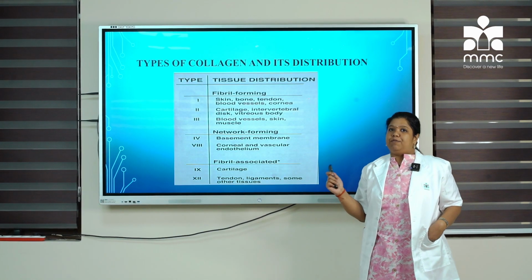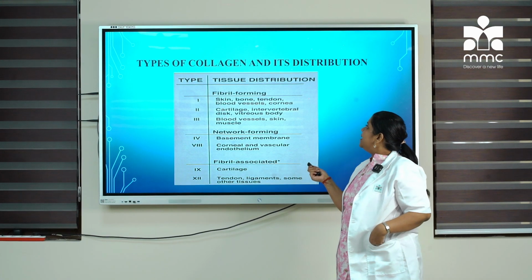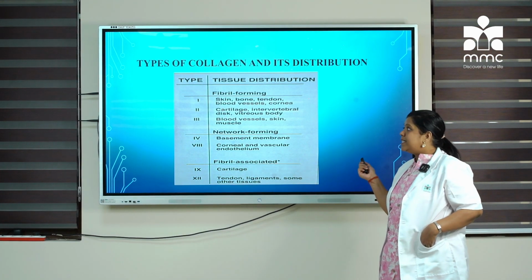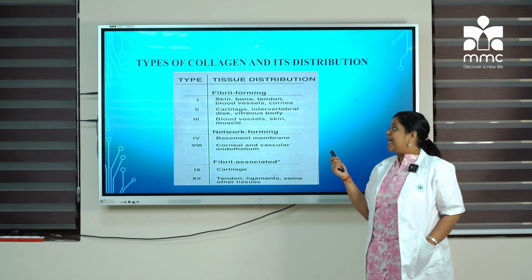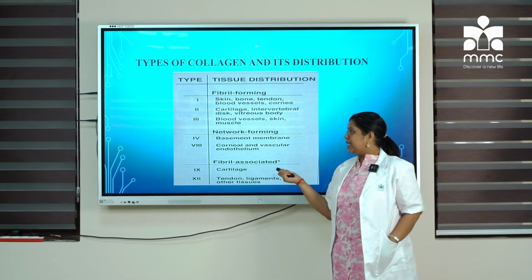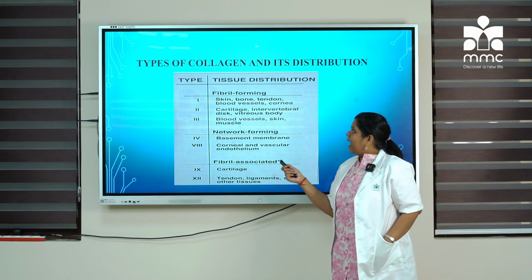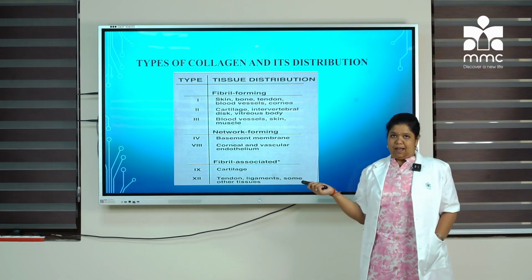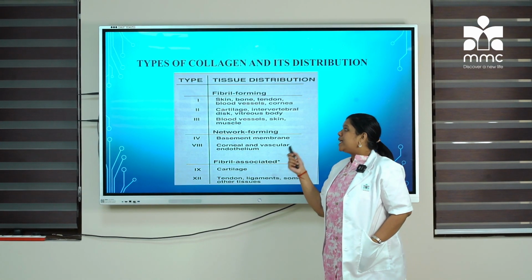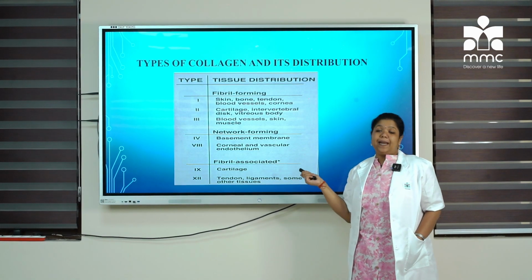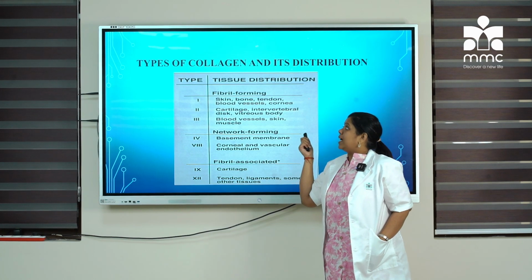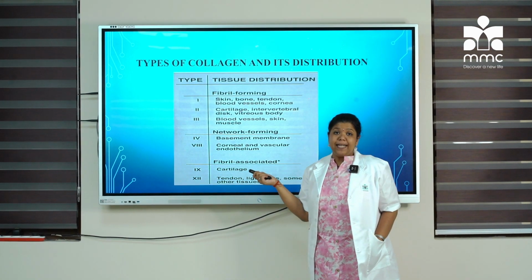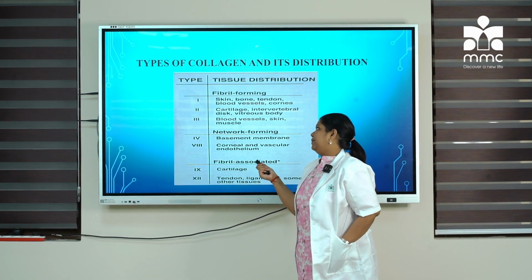Coming to the types of collagen. Collagen can be classified by its distribution: type 1, type 2, type 3, type 4, type 8, 9 and 12. The main classifications are fibril forming, network forming and fibril associated. The fibril forming collagen consists of type 1, type 2 and type 3.